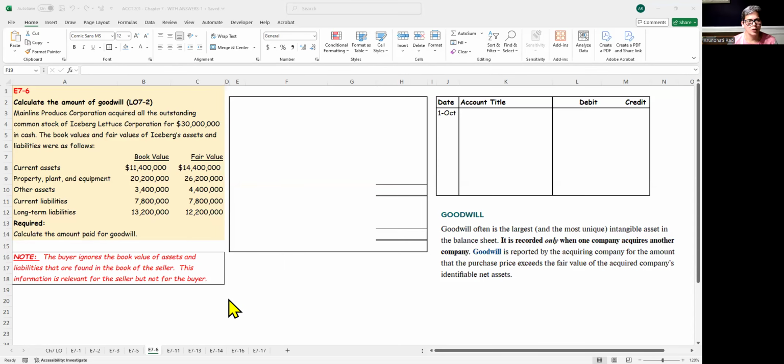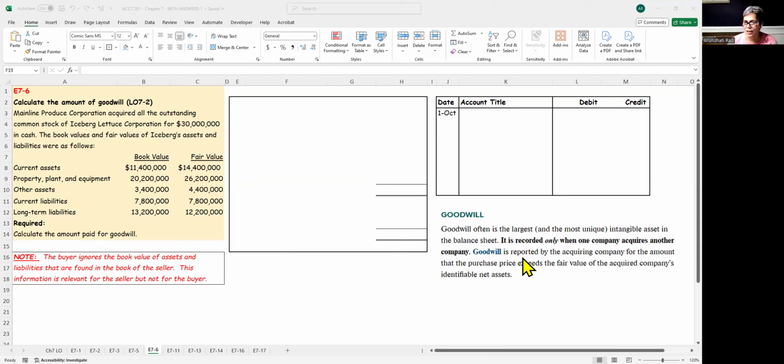Welcome back. Moving on to exercise 7-6, we'll look at yet another intangible asset, this time goodwill. Before we start reading the exercise, let's go over the definition of goodwill and just talk about what goodwill means. This is typically the largest intangible asset in most companies' balance sheets. It's interesting to note that only when a company buys another company, they will record goodwill.